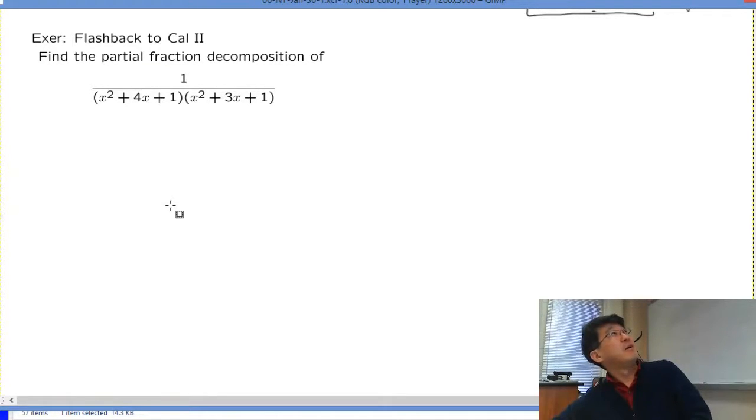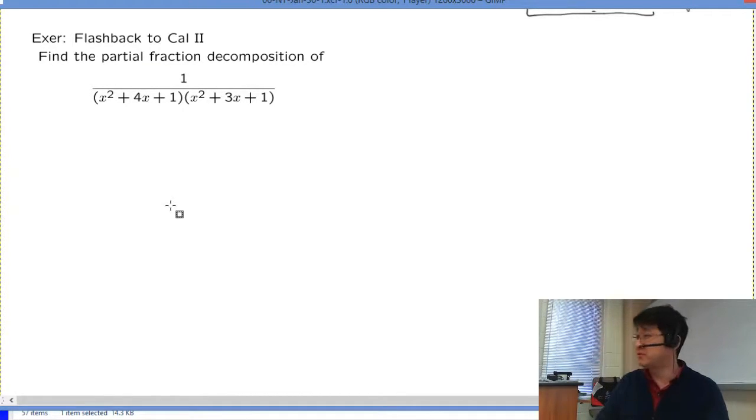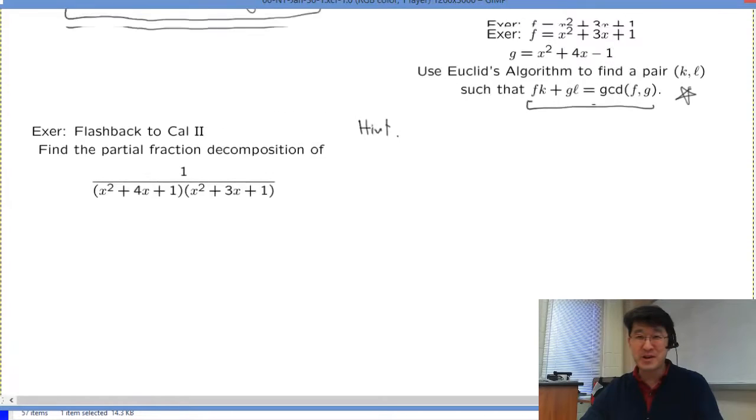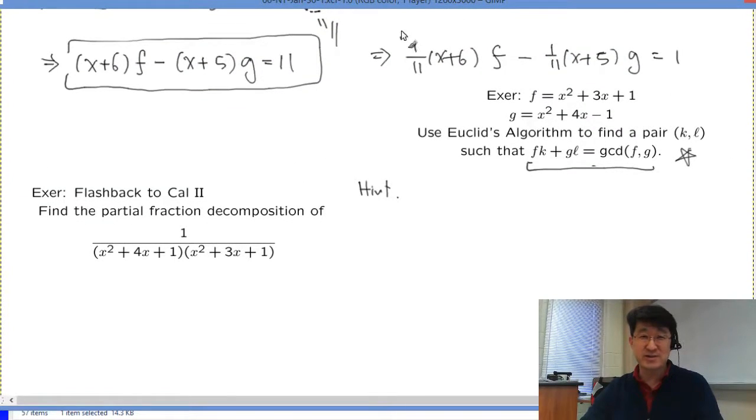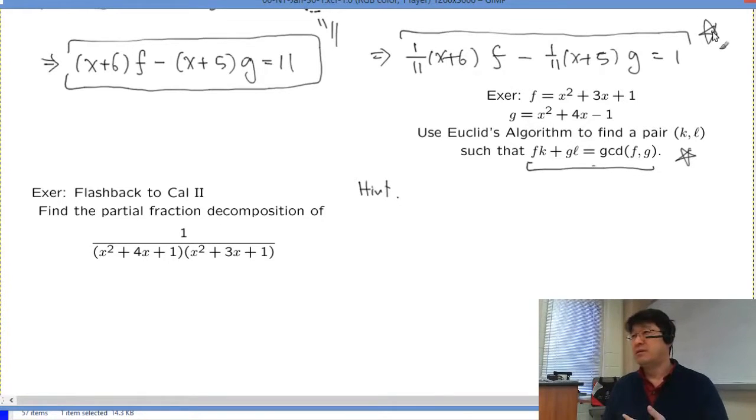Yeah, partial fraction decomposition of this thing. What is the hint? That's right. Whatever we did has something to do with this one, right? So I want you to go in and stare at this guy really intensely and see what that is. That's our exercise number 6.